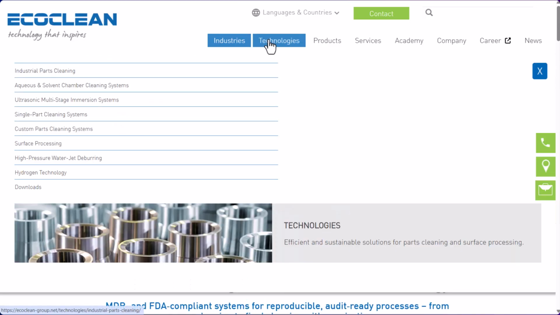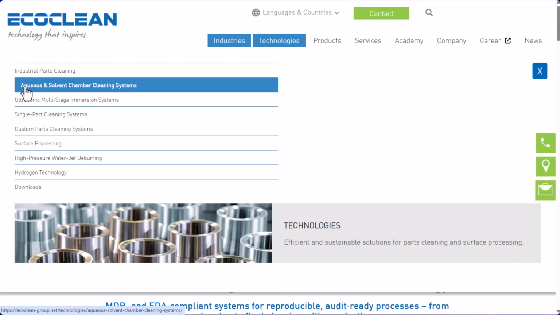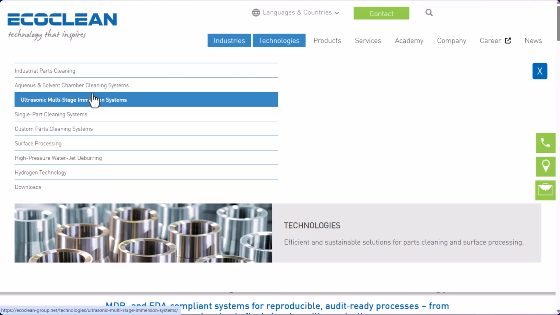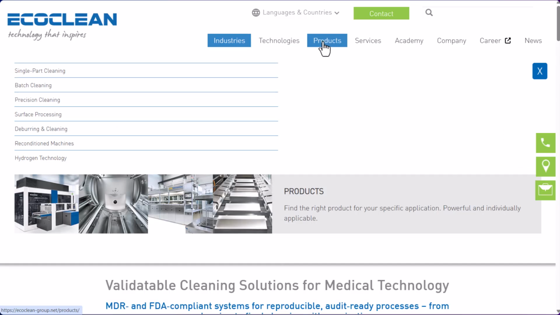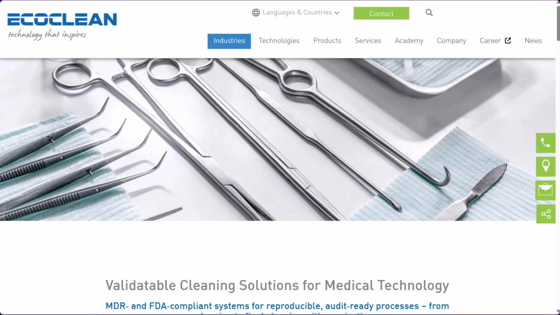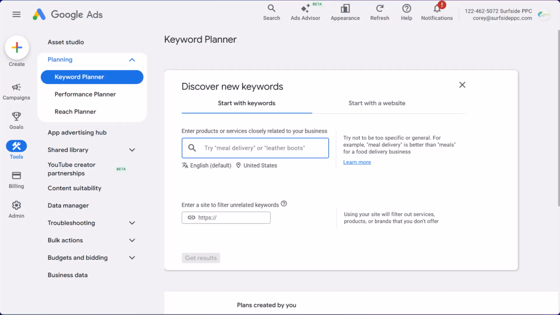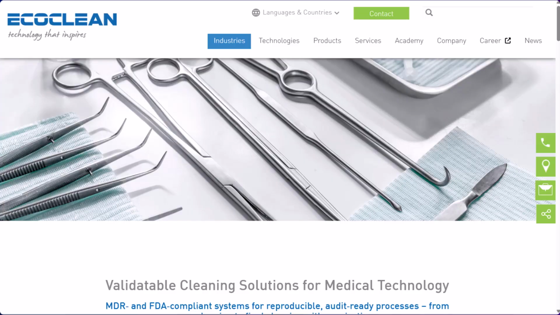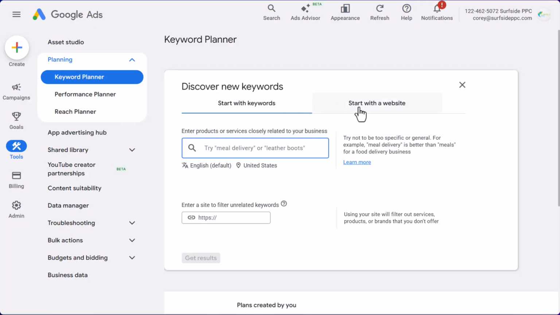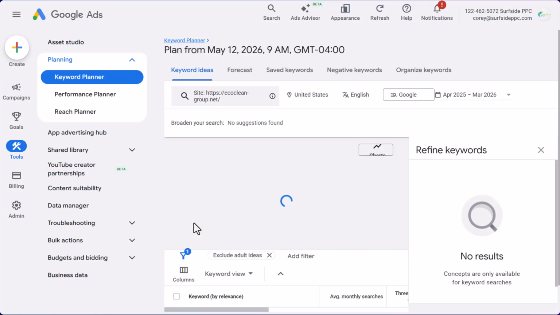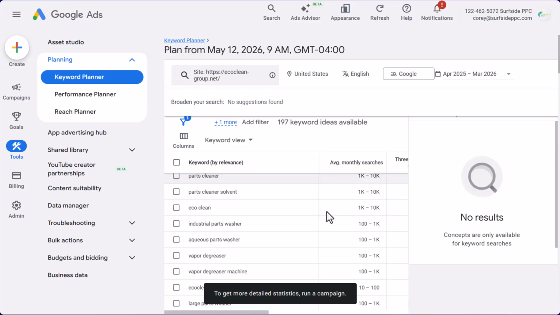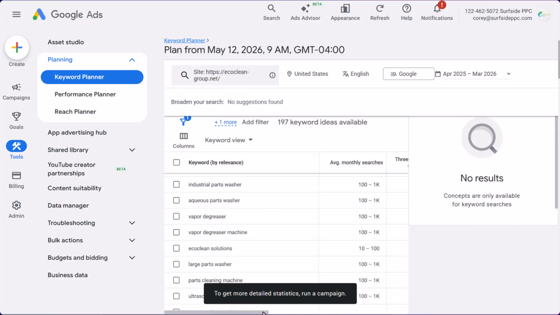So the other thing here is going to be technologies. So industrial parts cleaning, aqueous solvent chamber cleaning systems, ultrasonic multi-stage immersion systems. So there's times where you come across things like this. And I've had companies reach out, not Ecoclean, but large companies that provide things that I'm like, I've never done this before. So sometimes the easiest way to get started is with the Google Keyword Planner and basically go in and take the URL and just go right in there and start with that website. This is one where you really have to rely on the client to say, what are we actually going for? What are we trying to target?